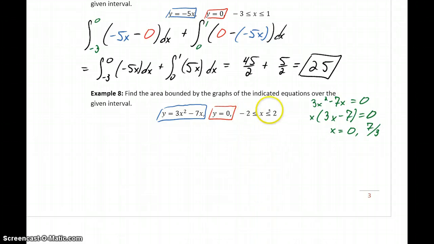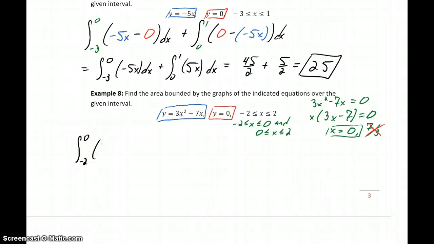We're considering the interval from -2 to 2, so 7/3 would be outside that domain. So our two functions cross over at x equals 0. So our domain that we have to consider really is -2 less than or equal to x, which is less than or equal to 0, and 0 less than or equal to x, less than or equal to 2. So we have two different areas to evaluate. We could graph the functions to see which one is taking on the larger function values on each interval.